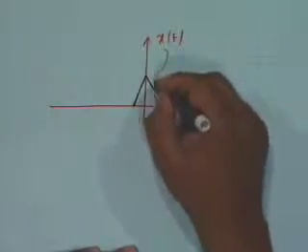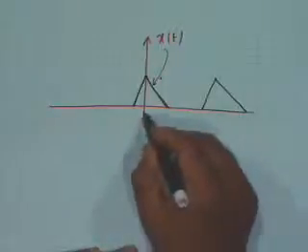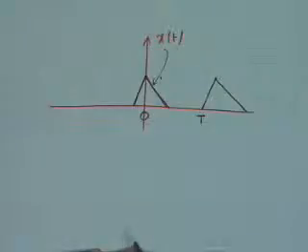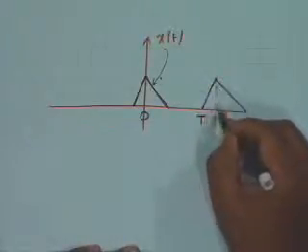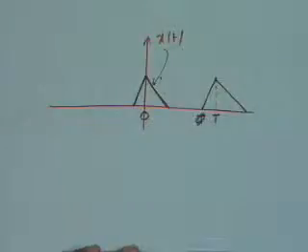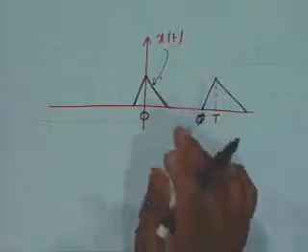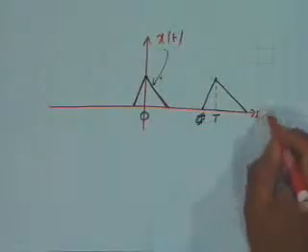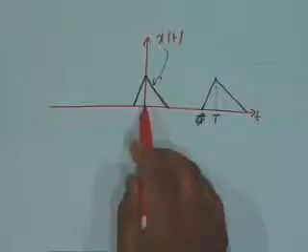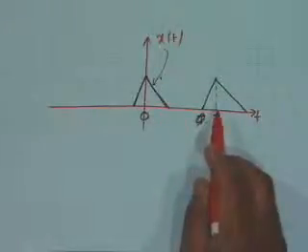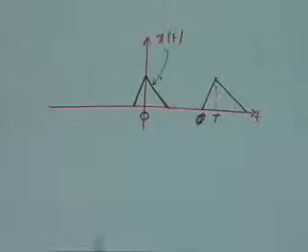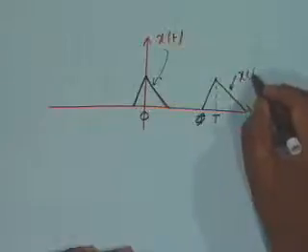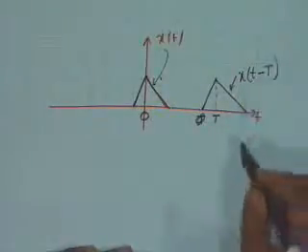If I call this x of t, and if this is 0 and this point is, let's say, capital T, then all that it means is that the time scale has been shifted. The time origin has been shifted from t equal to 0 to t equal to capital T, and therefore this new waveform which I obtain by shifting is simply x of t minus capital T.